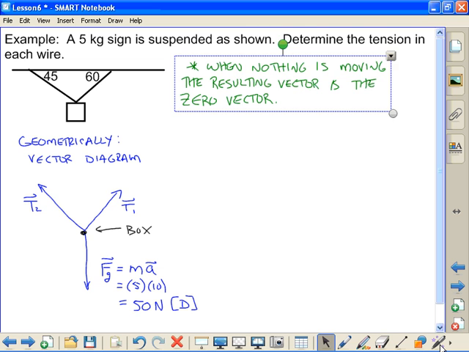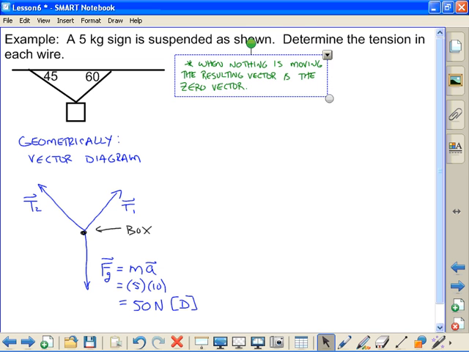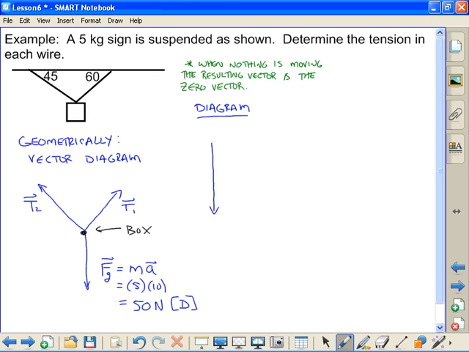So what does that mean geometrically? That means geometrically, we are going to have a closed triangle. To have a zero vector, that means your end point has to end where your start point is. So that means that for the diagram, this is the diagram that we're going to use here. I have a force pointing down. That's the 50 newtons. The tension vector goes in this direction.